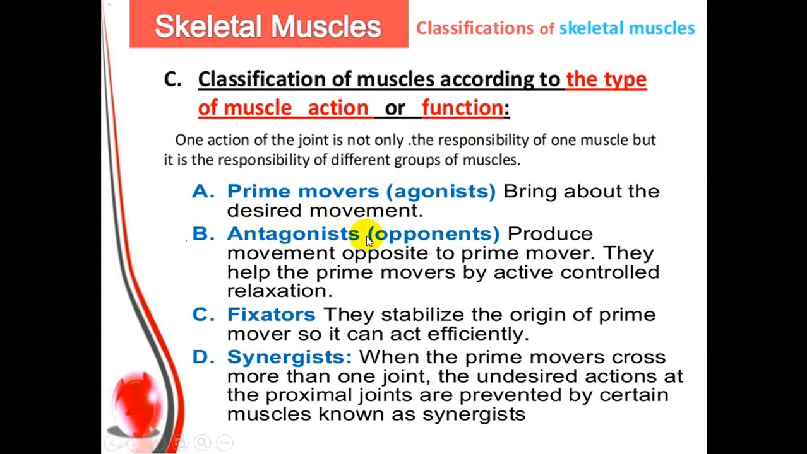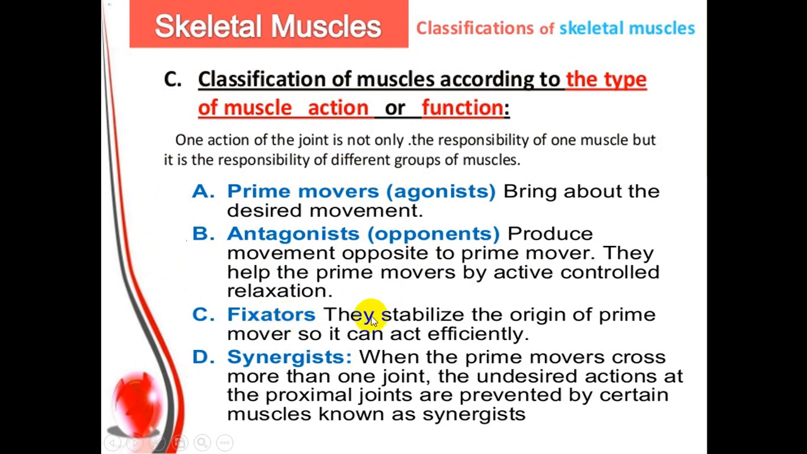Then we have antagonist muscles or opponents, which produce movements opposite to the prime mover. For example, considering the same example, brachialis and biceps are antagonists for extension at the elbow joint, and triceps brachii is antagonist for flexion at the elbow joint.